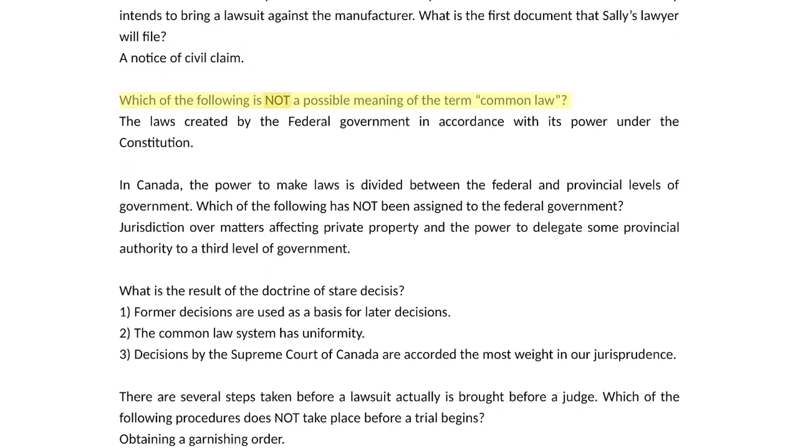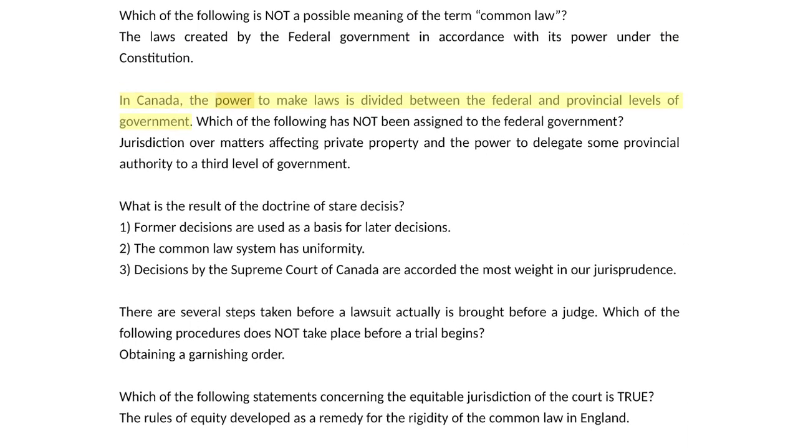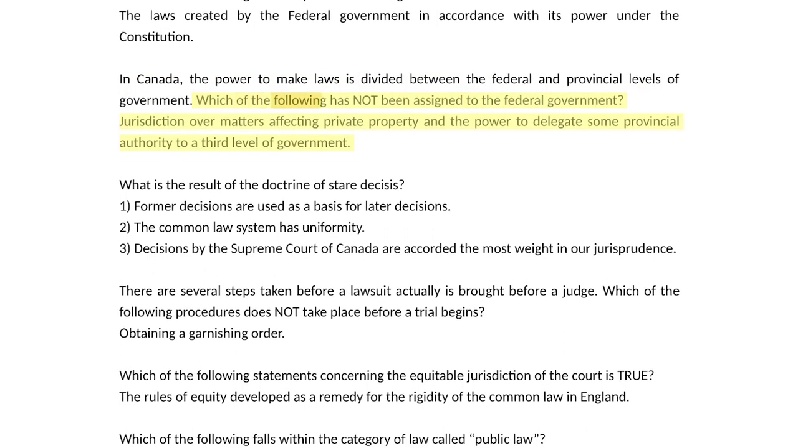Which of the following is not a possible meaning of the term common law? The laws created by the federal government in accordance with its power under the Constitution. In Canada, the power to make laws is divided between the federal and provincial levels of government. Which of the following has not been assigned to the federal government? Jurisdiction over matters affecting private property and the power to delegate some provincial authority to a third level of government.